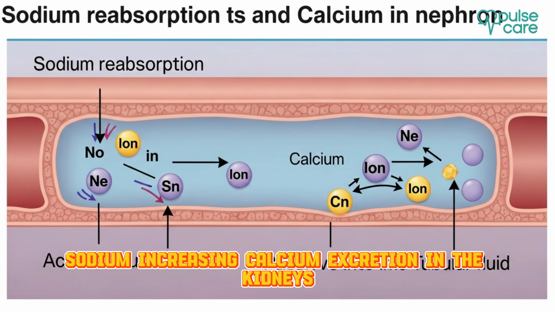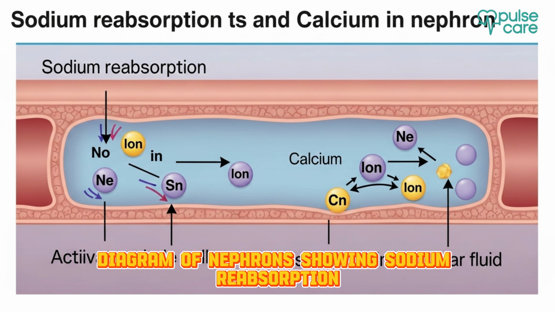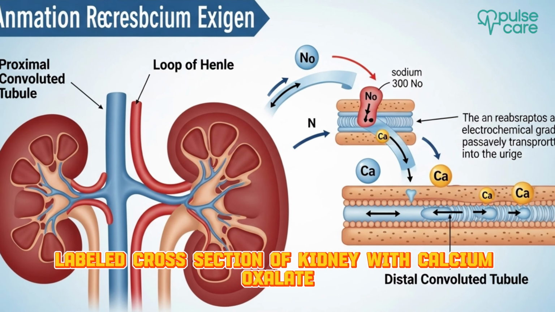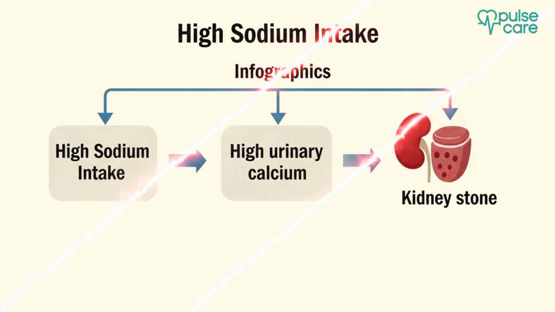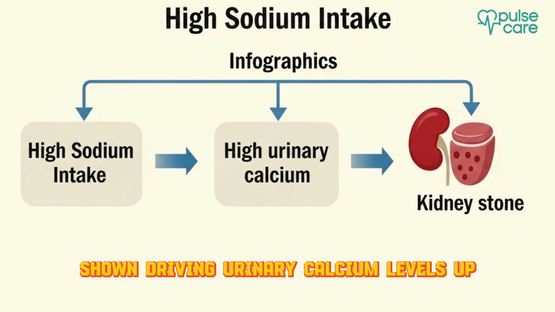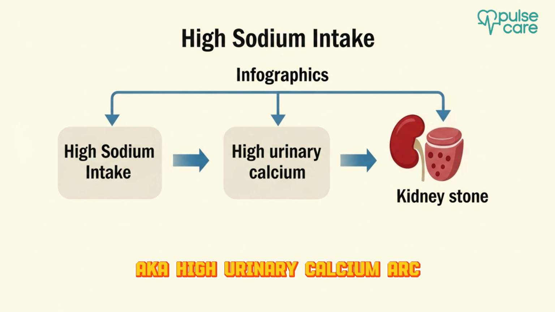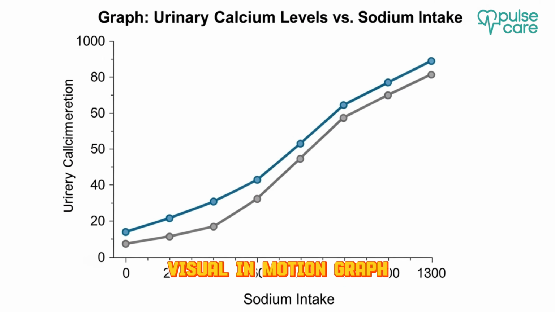Animation frame, sodium increasing calcium excretion in the kidneys. Diagram of nephrons showing sodium reabsorption causing calcium to be dumped into urine. Labeled cross-section of kidney with calcium oxalate stone forming in the renal pelvis due to high sodium, with sodium shown driving urinary calcium levels up. Infographic style clip: high sodium, high urinary calcium, kidney stone. Simple cause-effect flowchart visual in motion.